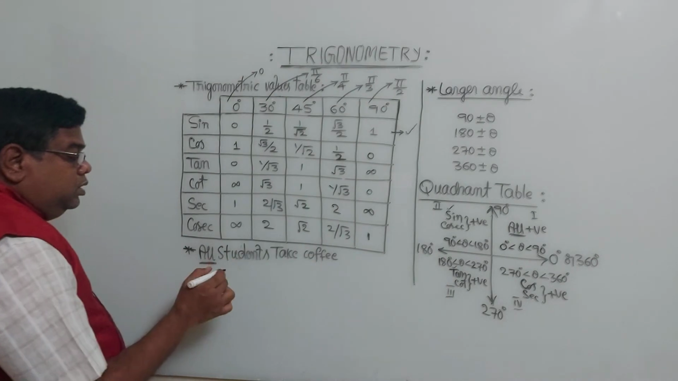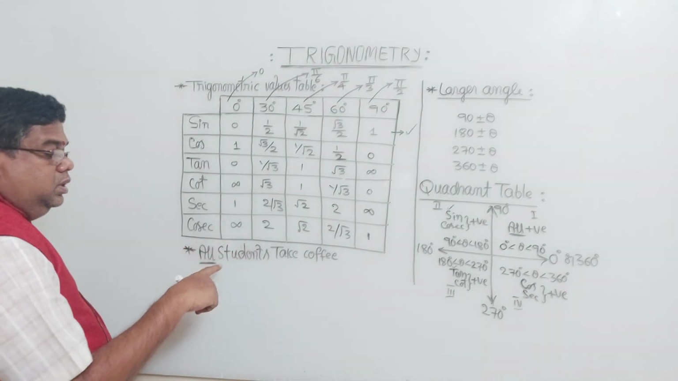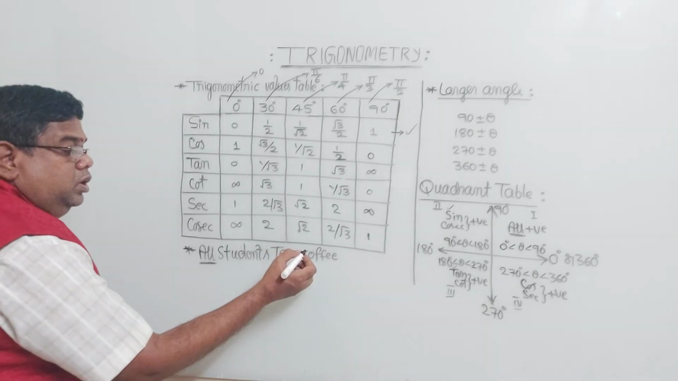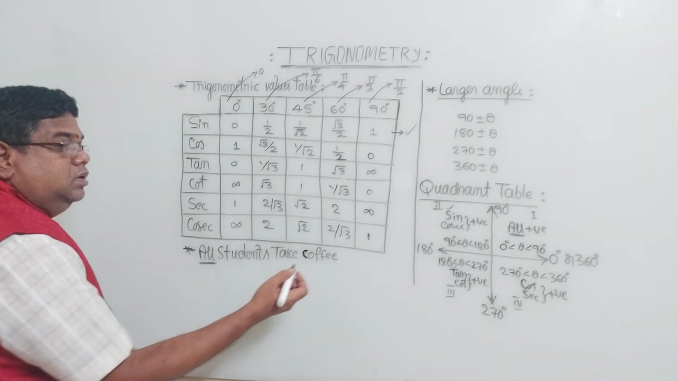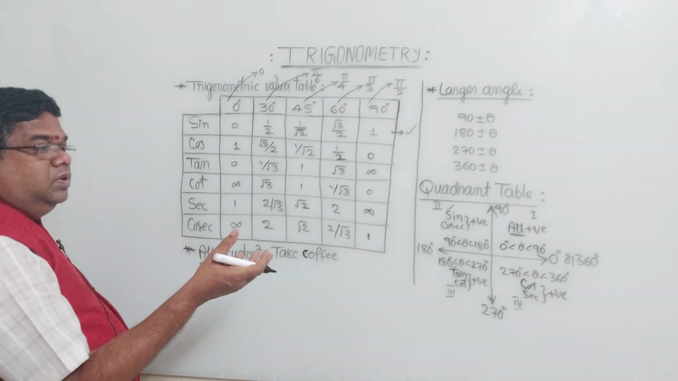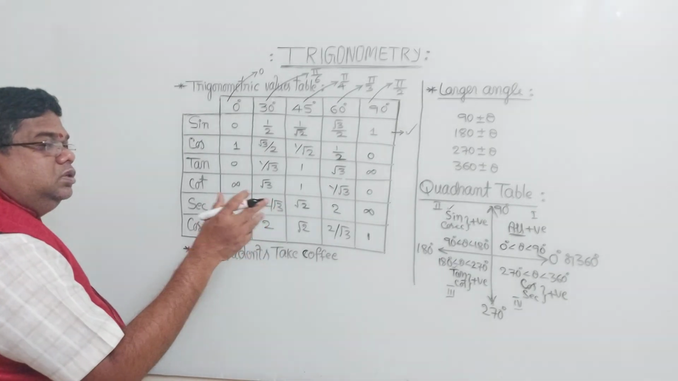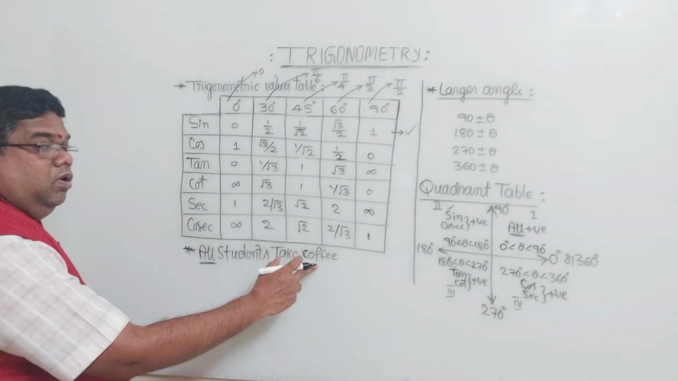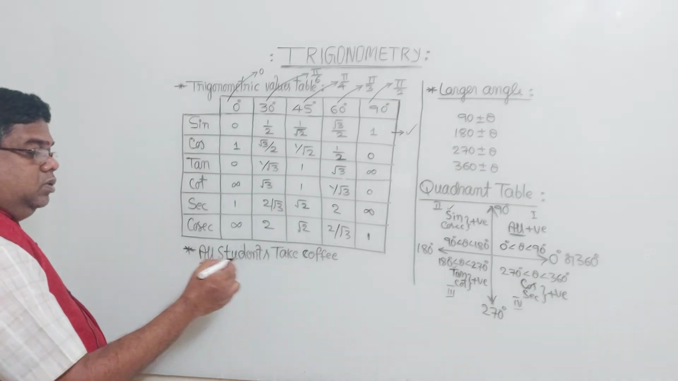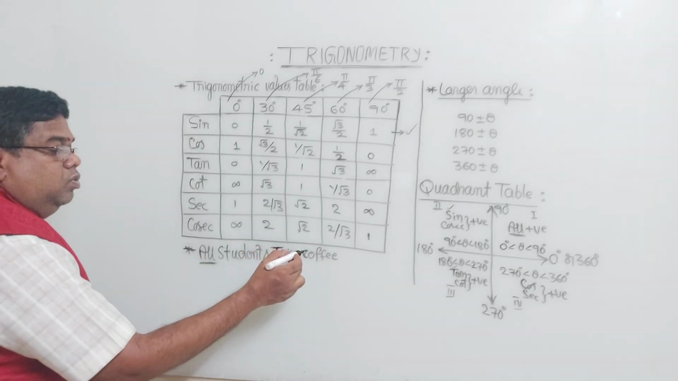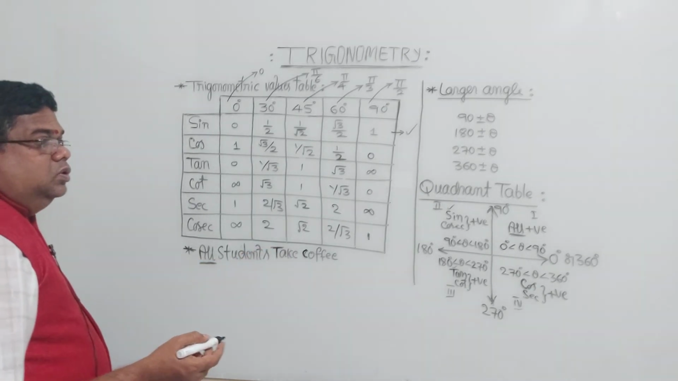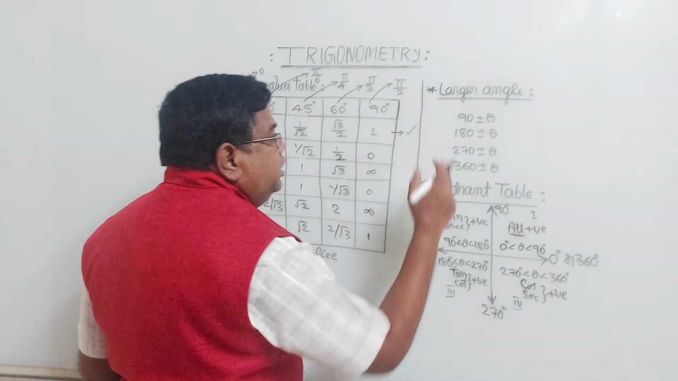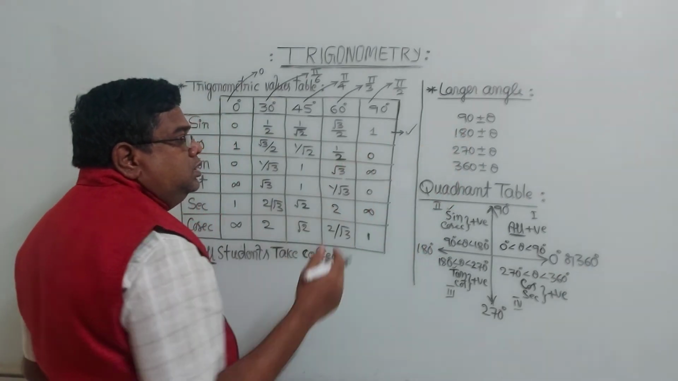In the second quadrant, sine and its inverse cosecant are positive. In the third quadrant, tan and its inverse cot are positive. In the fourth quadrant, cos and its inverse secant are positive. To remember in which quadrant which trigonometric functions are positive, you can easily use this statement: all students take coffee. So the larger angle can be split into 90s, 180s, 270s and 360s only.